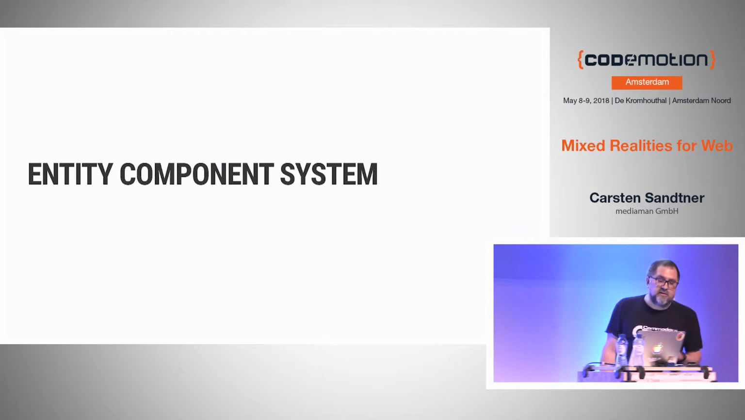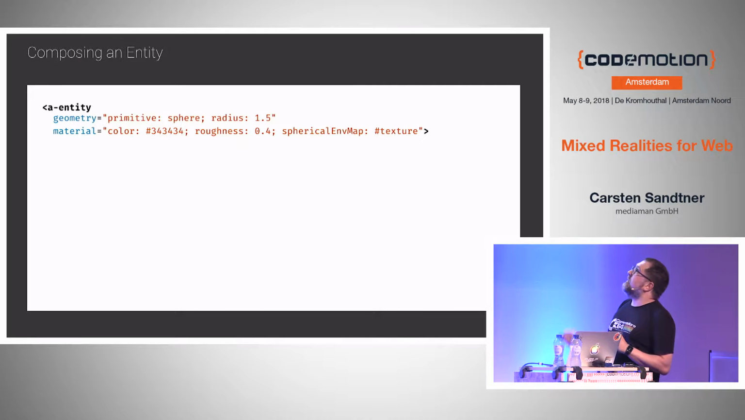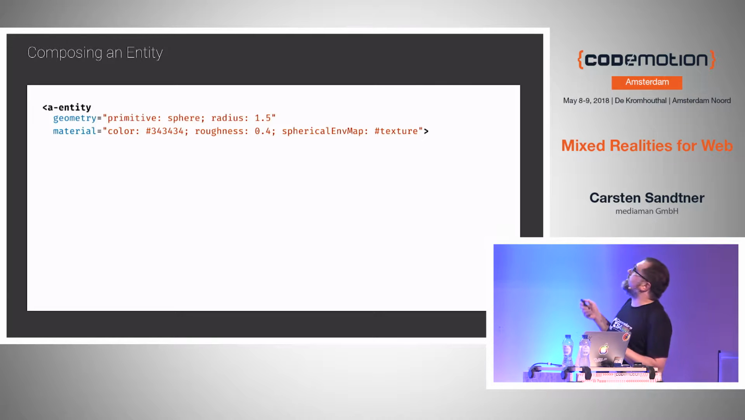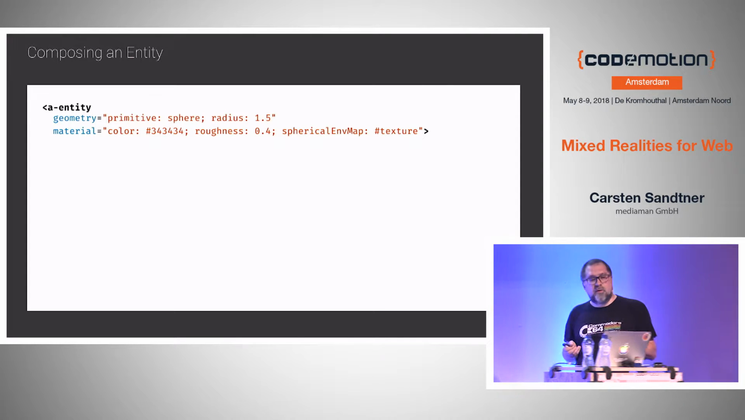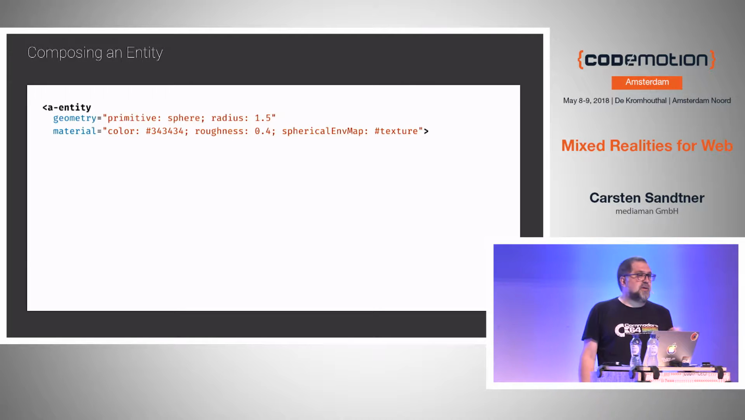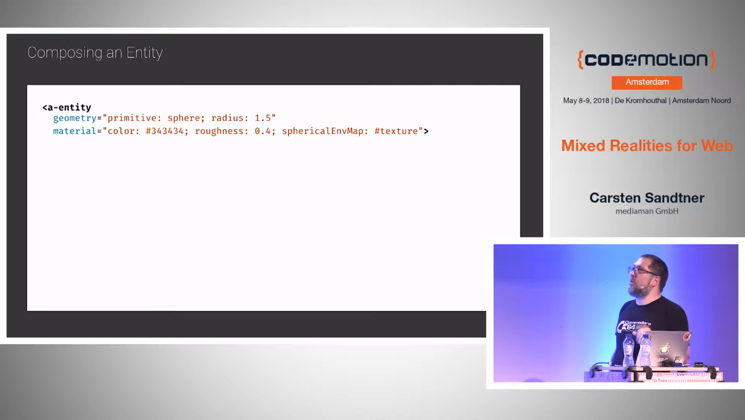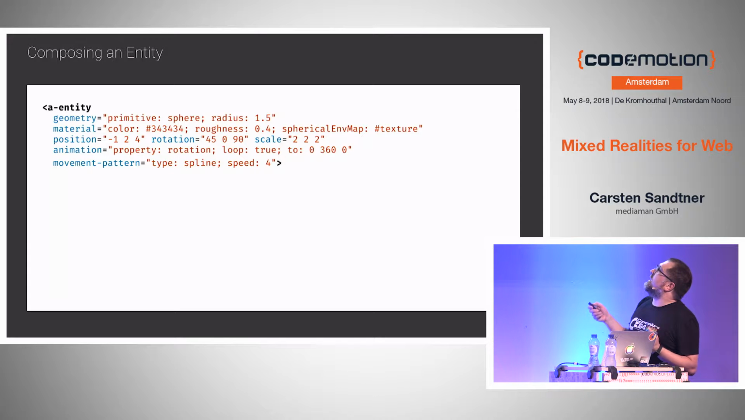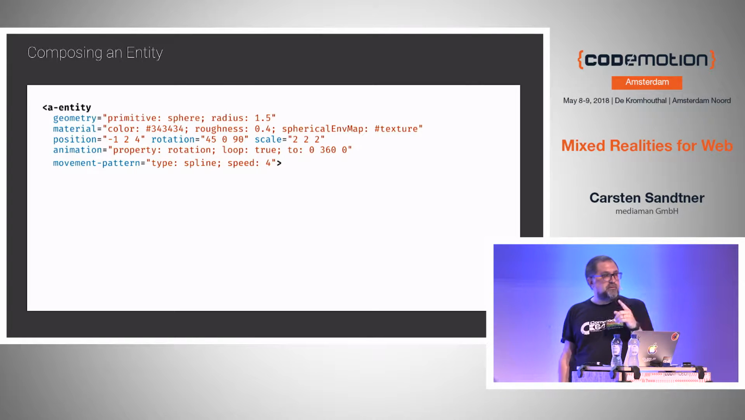And it has an entity component system. You have an entity with a geometry. This all, if you know three.js, you will think, oh, I know what you are talking about. These are all parameters three.js is using. So they are just wrapping them up into a web component. So you can compose it using positioning, rotation, scaling. You can give an animation in your entity, rotation, loop true, and so on, and a movement pattern, so it would move right to left.